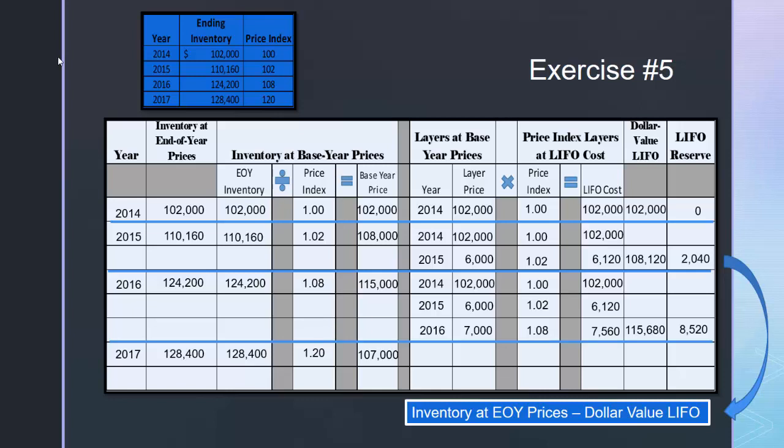So what would we have left? We would have the entirety of our 2014 layer at $102,000. And then our 2015 layer would get reduced down to $5,000. Multiply that by that year's price index of 1.02, and you get $5,100 at LIFO cost. So now our dollar value LIFO would be $107,100. Inventory at end of year is $128,400 minus our dollar value LIFO amount of $107,100. Now we have a huge difference of $21,300.